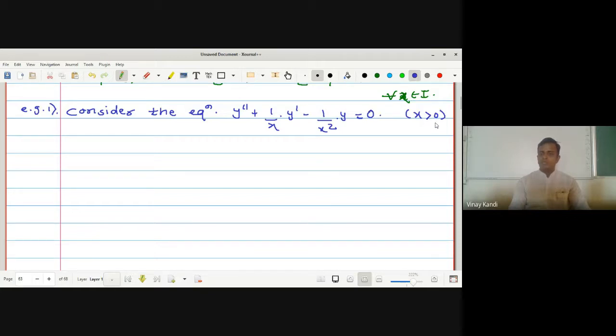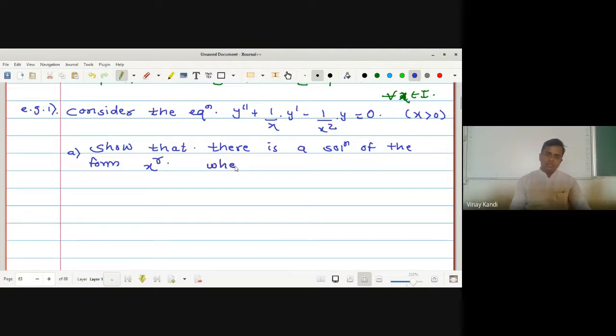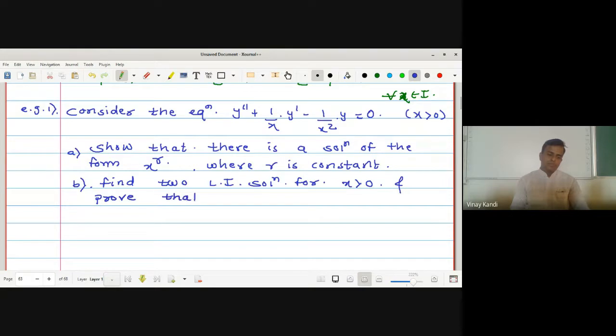The interval is x is the positive integers. Okay, now first one, show that there is a solution of the form x raised to r, where r is constant. Okay, B. Find two linearly independent solutions for x greater than 0, and prove that they are linearly independent.